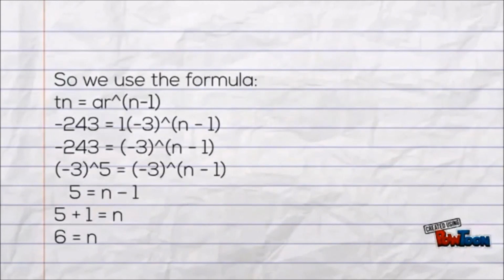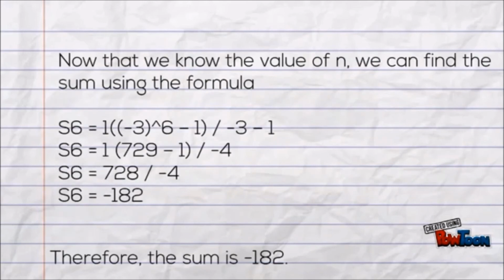So we use the formula Tn equals ar raised to bracket n minus 1. Tn is negative 243, a is 1 and r is negative 3. Negative 243 can also be written as negative 3 raised to 5. The exponent is then solved where 5 equals n minus 1 and then n equals 6. After solving for n, we use the sum formula and plug in the values for the variables, and the resulting sum is negative 182.